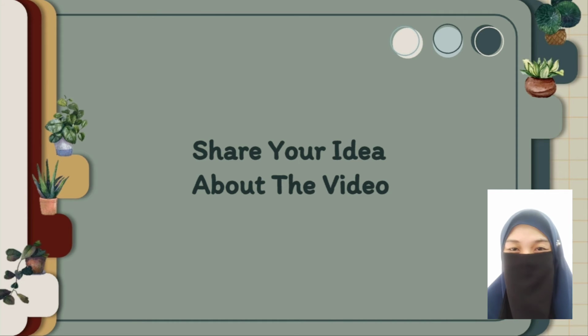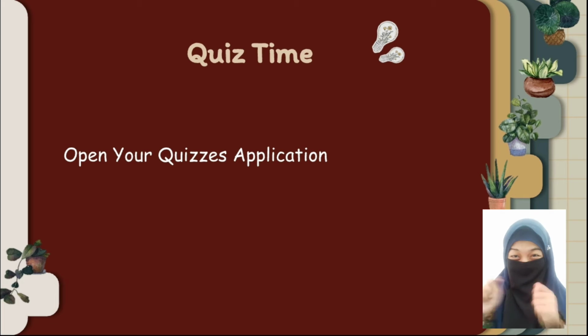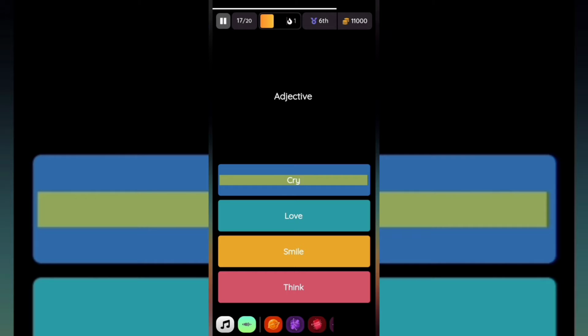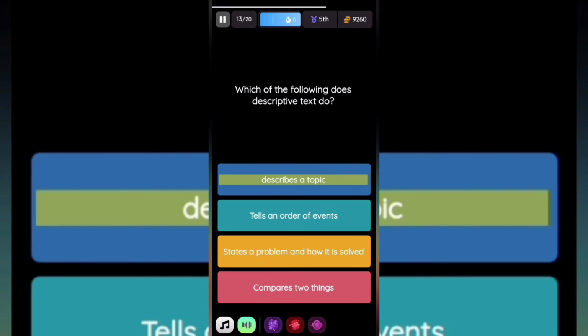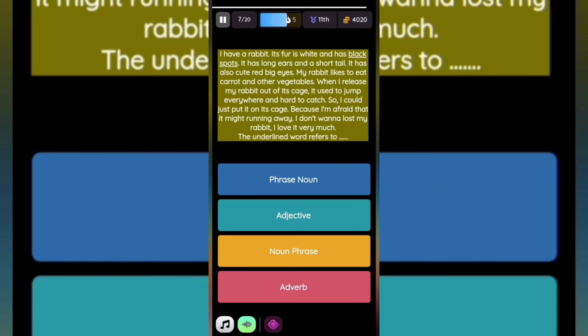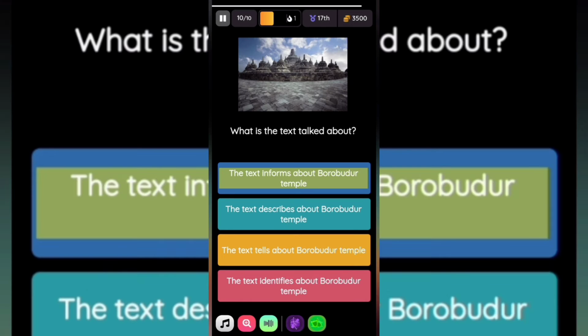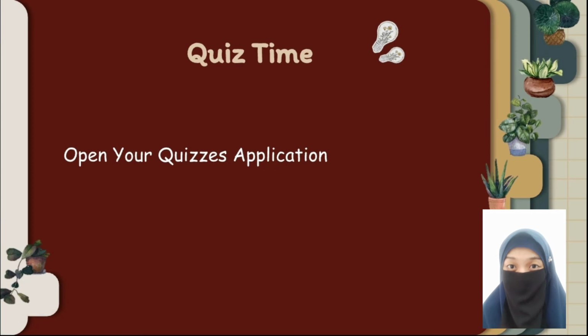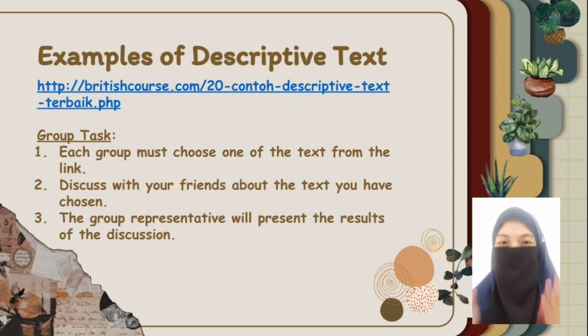Okay, good class. Now it's quiz time. Yay! Let's play a quiz to know how far you understand about descriptive text. Now please open your quiz application and enter the code. From the result, 90% of you gave the right answer to all the questions. Okay, now let's move to another session. I hope all of you already know your group because I already sent the group list to the class group before this lesson started.